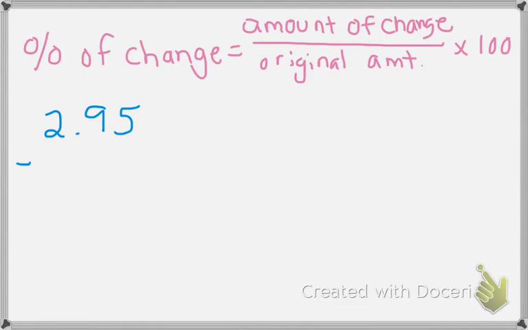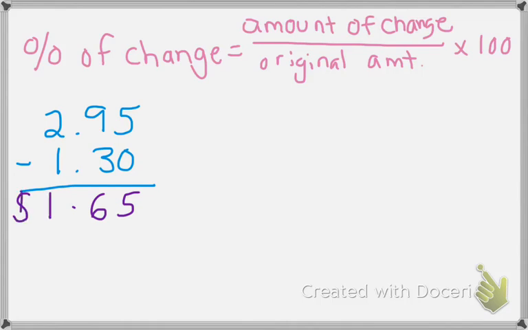Okay, subtracting $1.30. So now we're just going to subtract, and remember, when you subtract decimals, the decimals have to line up. It's different from multiplying and dividing. Okay, so 5 minus 0, put the decimal there, it's 5, 9 minus 3 is 6, and 2 minus 1 is 1. So now we have $1.65. That's the difference, that's the amount of change.